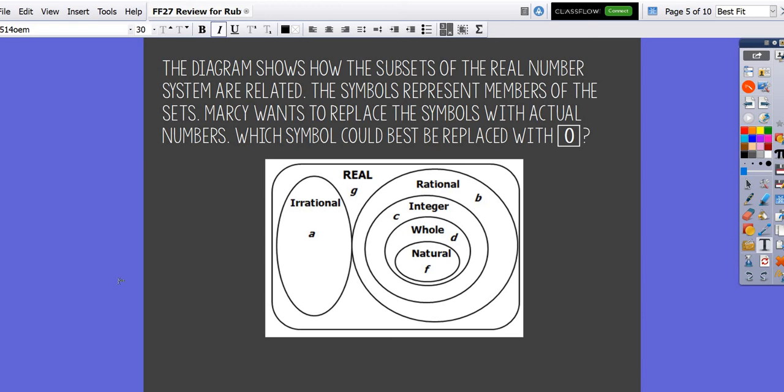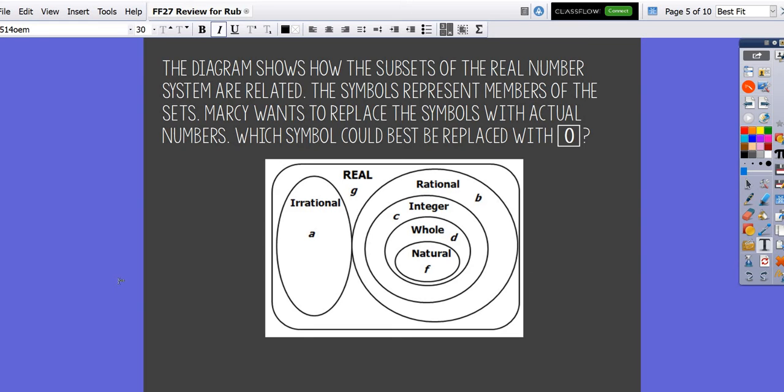Okay, we're going back over the real number system, and this says the diagram shows how the subsets of the real number system are related. The symbols represent members of the sets. Marcy wants to replace the symbols with actual numbers. Which symbol could best be replaced with 0?